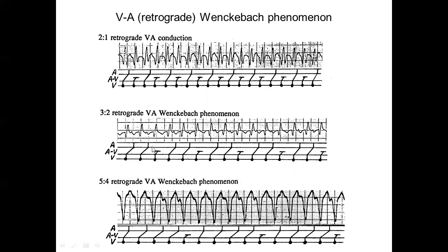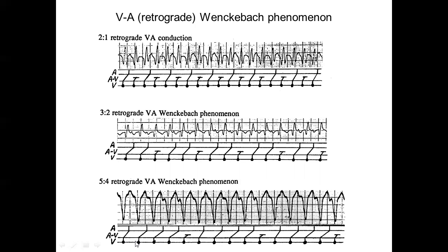What's happening here? Ventricular tachycardia, blip, blip, nothing, blip, blip, nothing. Not only that, but the QRS to blip short, QRS to blip long, nothing. So this is a 3-to-2 retrograde VA Wenckebach phenomenon. Progressive delay, blocked, progressive delay, blocked. How about this one? 5-to-4 retrograde VA Wenckebach phenomenon.